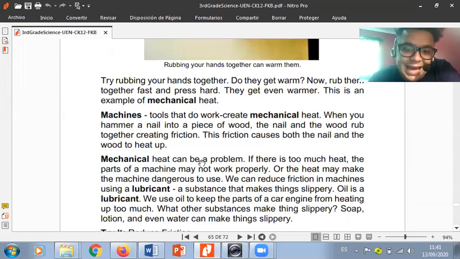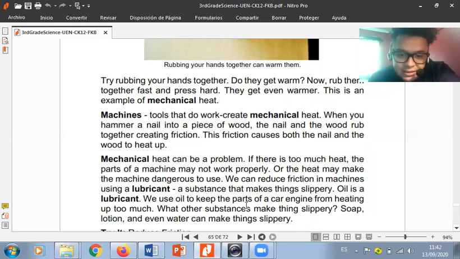Mechanical heat can be a problem. If there's too much heat, the parts of the machine may not work properly, or the heat may make the machine dangerous to use. We can reduce friction in machines using a lubricant, a substance that makes things slippery. Oil is a lubricant. We use oil to keep parts of car engines from heating up too much.